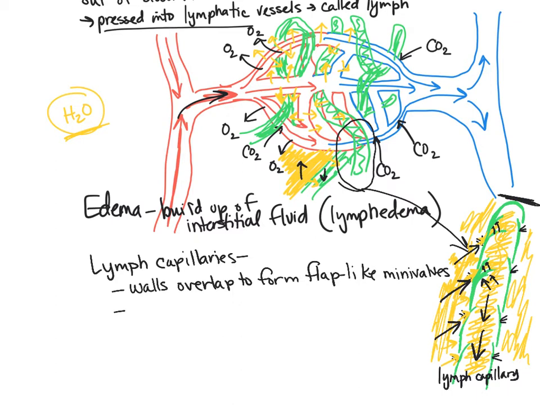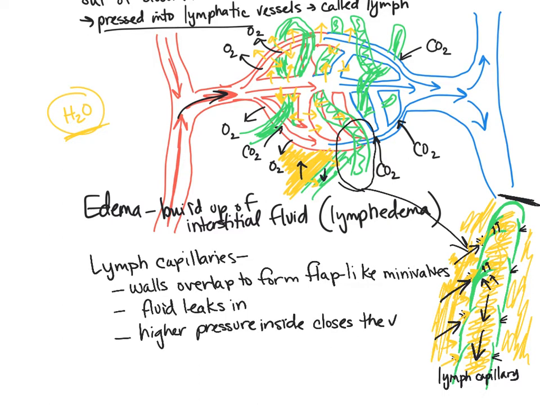So the walls are going to overlap to form these flap-like mini valves, and then the fluid leaks in. And then the higher pressure inside closes the valves, as we said, pushes them back. And then the fluid is forced along the vessel.